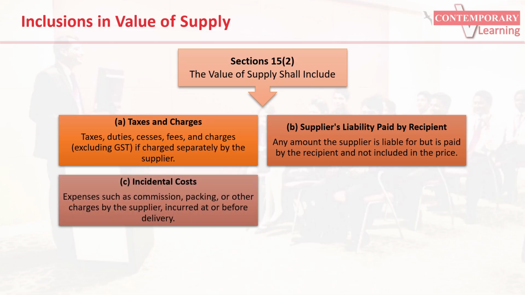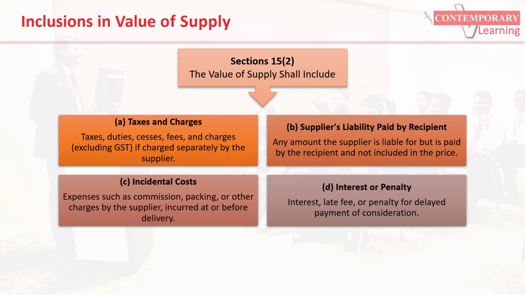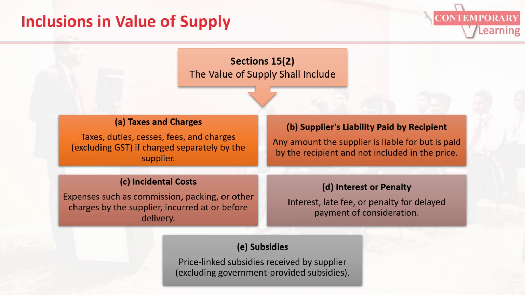Third, incidental costs, expenses such as commission, packing, or other charges incurred by the supplier at or before delivery. Fourth, interest or penalty, any interest, late fee, or penalty for delayed payment of consideration. And fifth, subsidies, specifically price-linked subsidies received by the supplier, excluding government-provided subsidies. Let's explore each of these in detail.